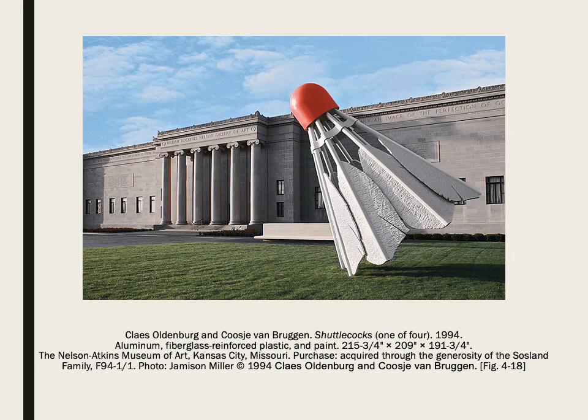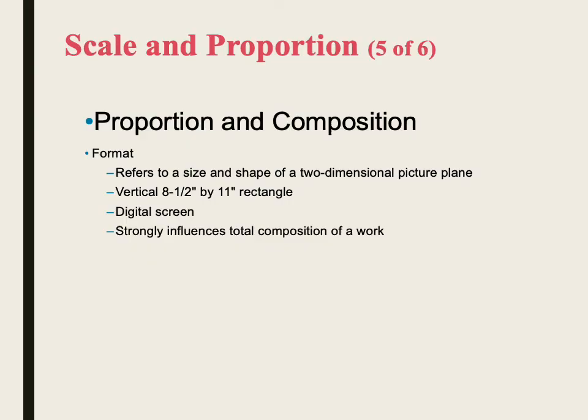Oldenburg and Brogen are always making the regular item, the everyday life, in a very large proportion scale. You don't expect to see them in that scale, and it is the scale that draws our attention to their art form. The other thing that we have, after scale, is proportion.